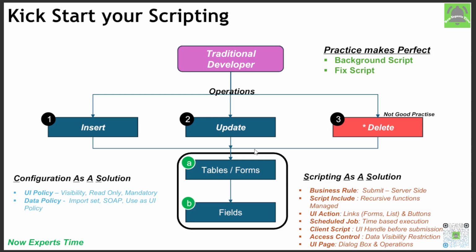Next, moving to this kickstart your scripting area. Before starting my explanation, I have clearly explained these three options. It's a common operation. Additionally, one more option called get. So total 4 operations are there.